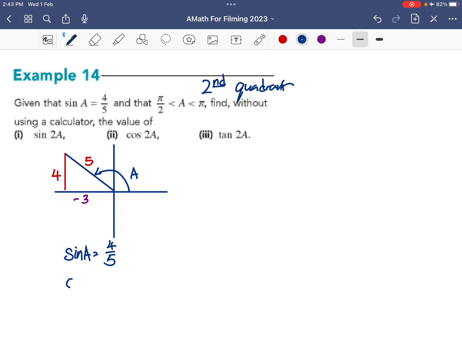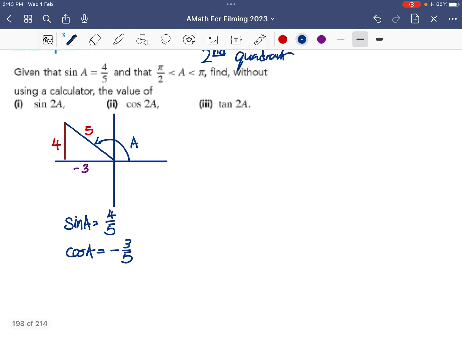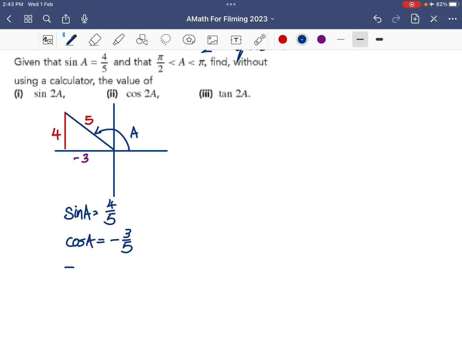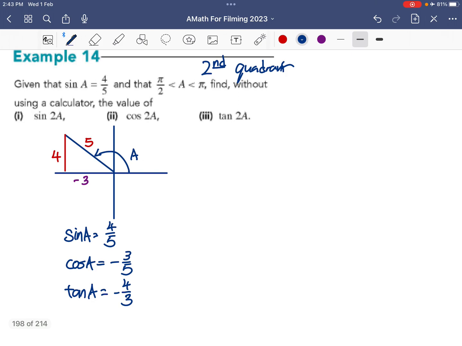For example, sine A is opposite over hypotenuse. Cosine A is adjacent over hypotenuse. Notice that cosine is negative in the second quadrant. That's correct. Tangent A is opposite, 4 over -3, so this is also negative as well. In the second quadrant, cosine and tangent are negative. I have all the values I need.